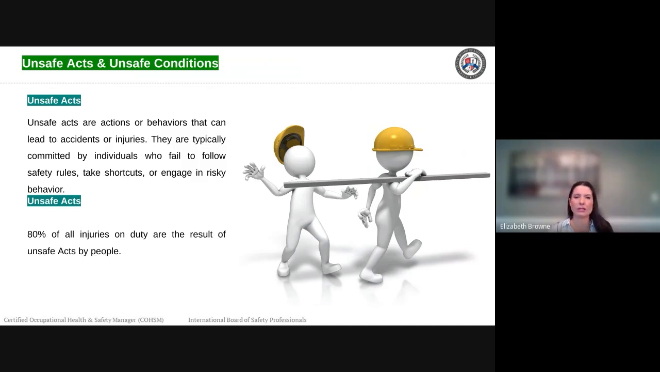When we're looking at the causes of these deaths and injuries and illnesses, we can essentially boil them down to, or seek out, the root cause for any incident that occurs. And we can divide those into unsafe acts and unsafe conditions. So unsafe acts are actions or behaviors that can lead to accidents or injuries. They're typically committed by individuals who fail to follow the safety rules. They might be taking a shortcut, or they're engaging in risky behavior. And it's estimated that 80% of all injuries on the job are a result of unsafe acts.